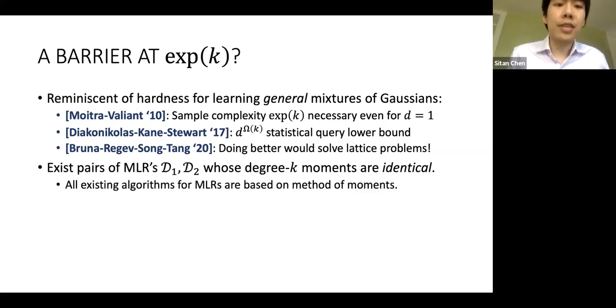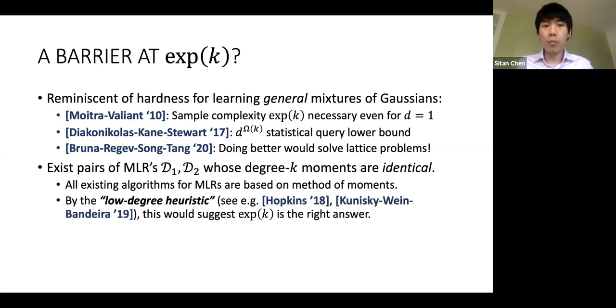Now, this already gives, in some sense, a no-go theorem for any algorithm that only interacts with the data in terms of low-order polynomial statistics. And in particular, all existing algorithms that get global convergence guarantees for MLRs are based on that sort of paradigm. More speculatively, there is this low-degree heuristic that comes from the sum of squares literature that would suggest that, given this moment matching example, exp of k really is the right answer for learning MLRs.